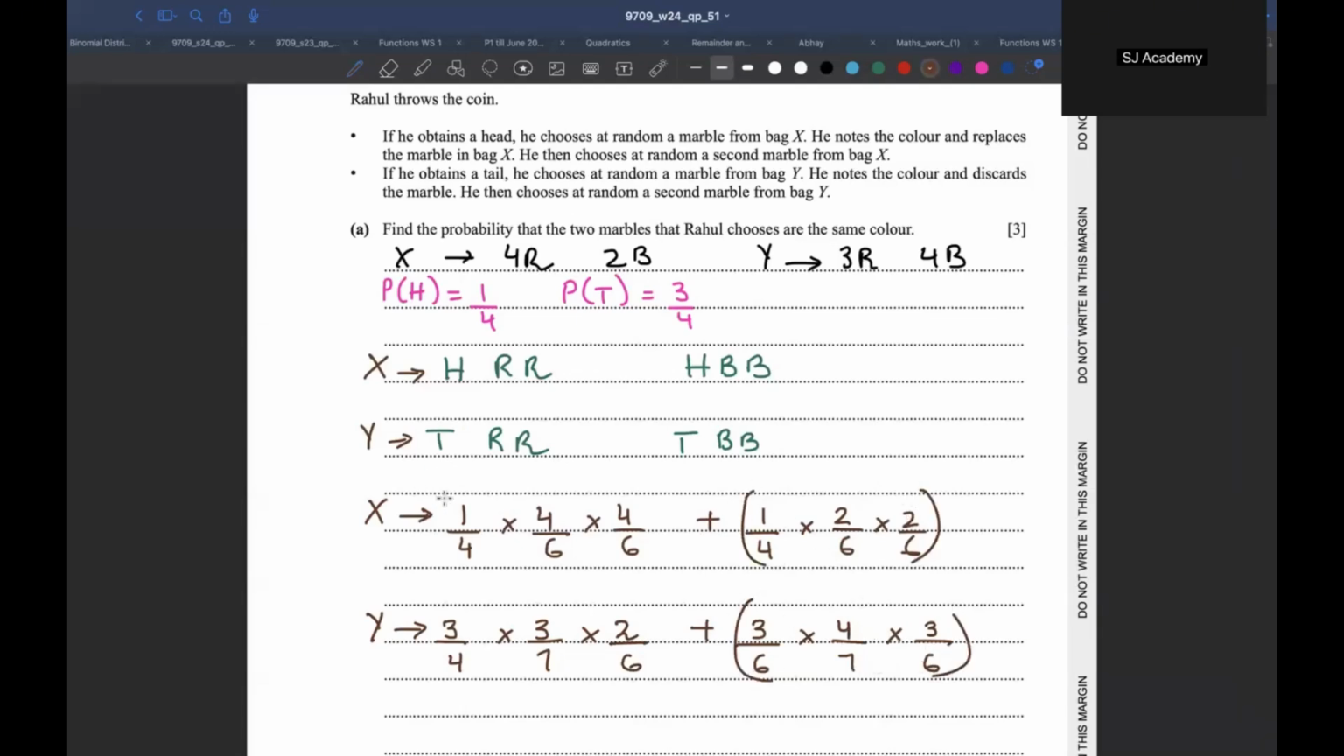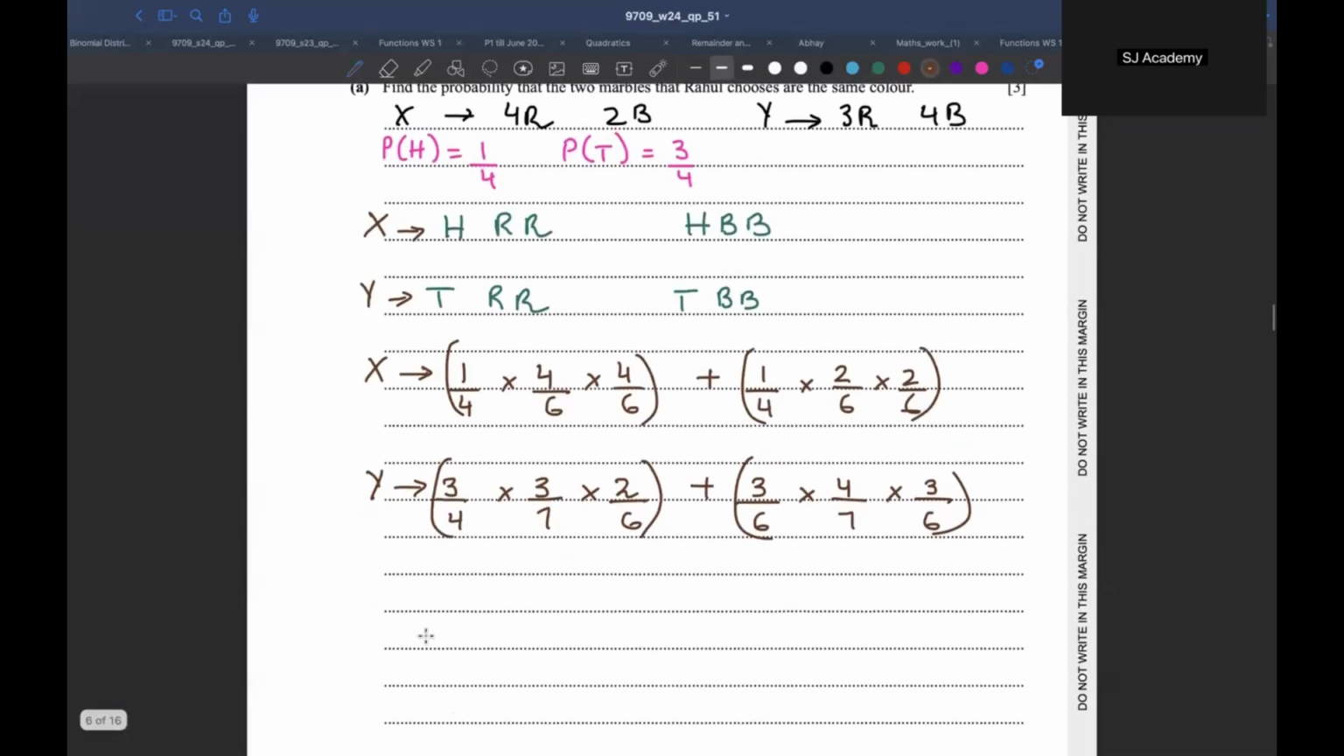So these are all the possibilities where he chooses 2 marbles of the same color. Please substitute this in your calculators. Once you substitute this, the final answer should come out to be 29 upon 63. In decimals, we'll write it as 0.460.